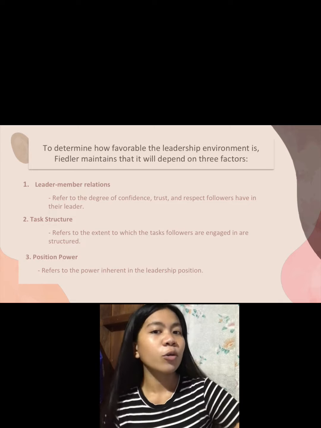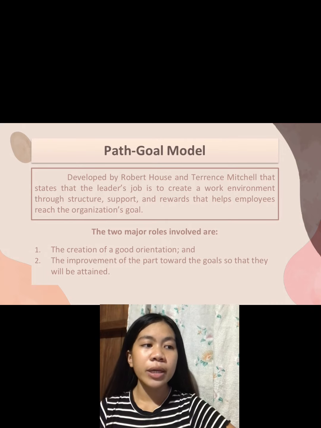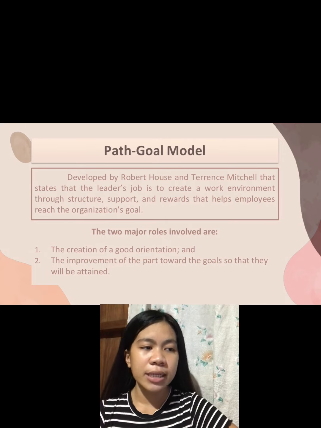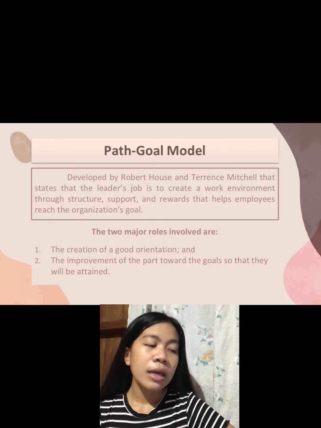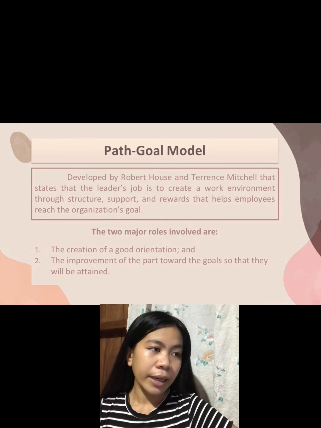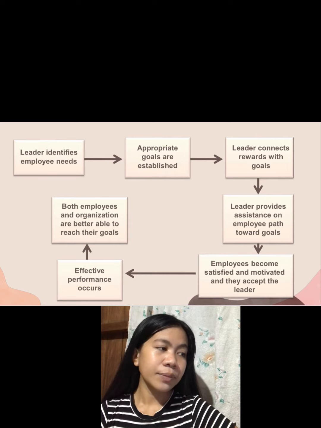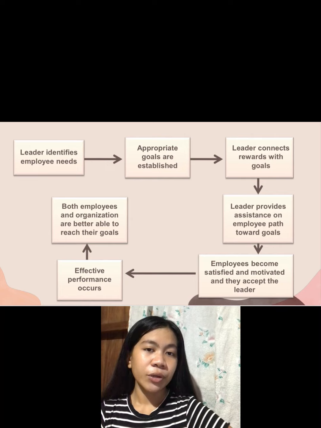The next one here we have is the path-goal model, developed by Robert House and Terence Mitchell, that states that the leader's job is to create a work environment through structure, support, and rewards that helps employees reach the organization's goal. So we have here the two major roles involved. The first one, we have the creation of a good orientation. And the last one, we have the improvement of the path toward the goals so that they will be attained. So this is the holistic process on how we are going to attain or reach the goals of an organization.